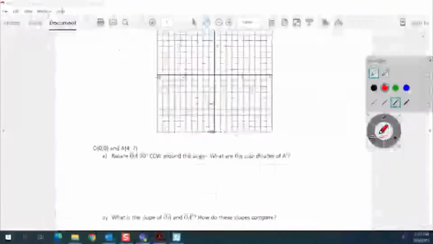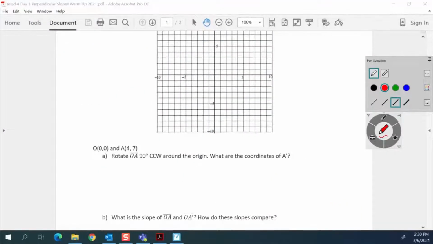Let's get started. In order to look at the slopes of perpendicular lines and how they're related, let's go through this activity that shows what happens, but also will show why it happens. We'll start by graphing 2 points, point O, which for simplicity, I've picked to be 0, 0. And the point A, I picked just some random point in the first quadrant, and I picked 4, 7. That's point A. We'll look at segment OA and focus on that segment.